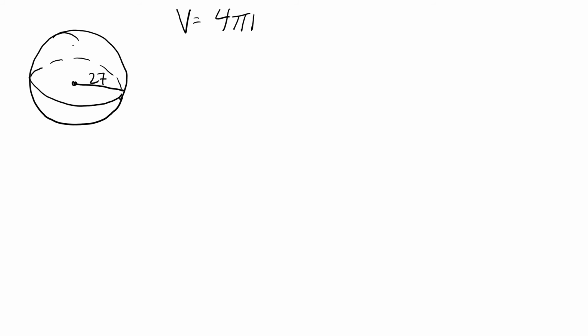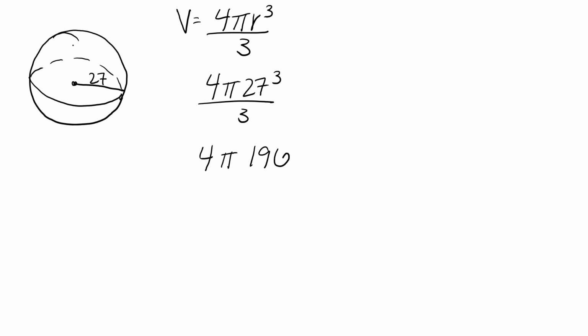For our last problem, we have a sphere. And our sphere has a radius of 27. We use the formula V equals 4 pi r to the 3rd power divided by 3, plugging in the radius 27. 27 to the 3rd power is going to give us 19,683.